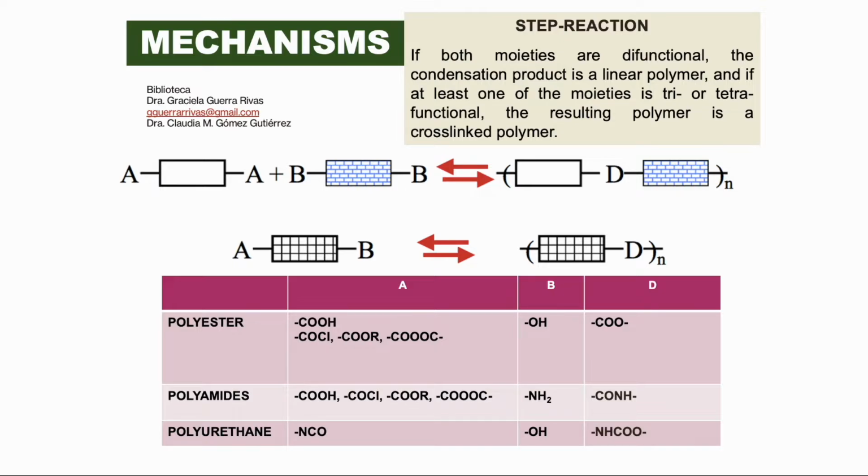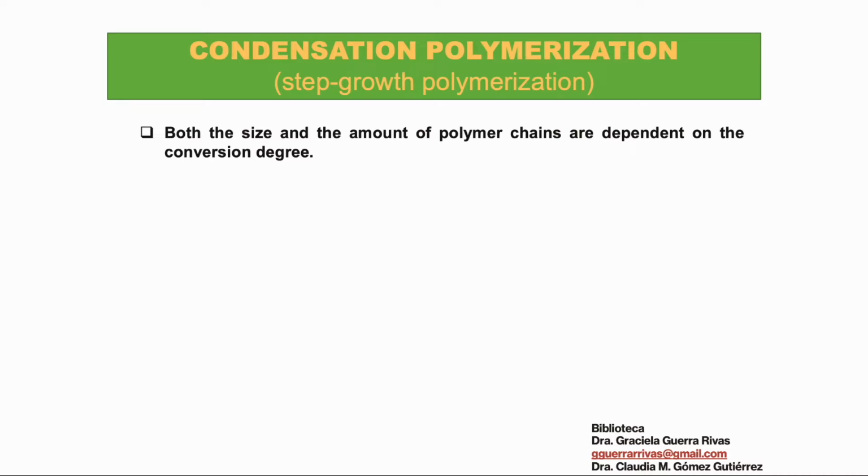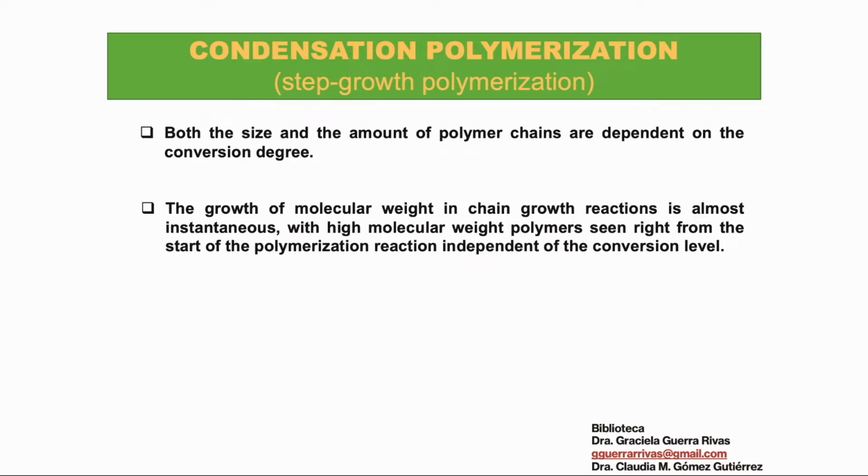For example, the formation of polyurethanes is an example of step growth polymerization that proceeds without eliminating any molecule, therefore not following the route of condensation polymerization. In the case of polyurethanes, the functional groups are the isocyanate group and the hydroxyl group. To conclude, both the size and the number of polymer chains are dependent on the conversion degree.